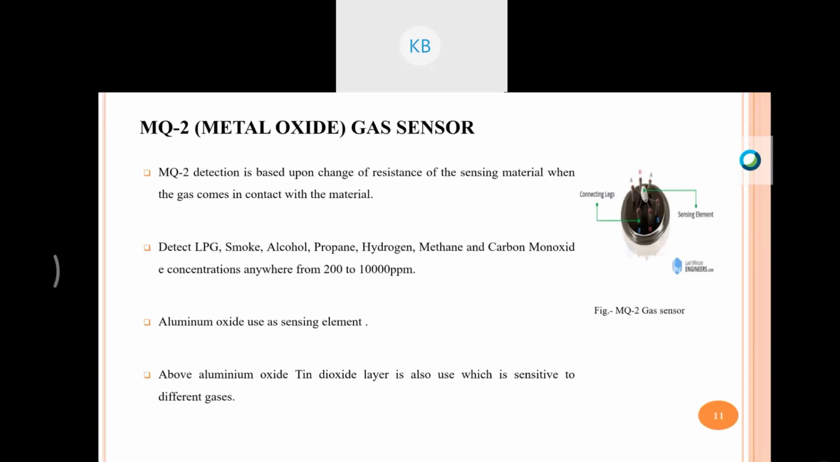And we have also used the MQ135 gas sensor. It is used for air quality control, and it also measures NH3, meaning ammonia, alcohol, benzene, smoke, and CO2. The next component we have used is the LCD.